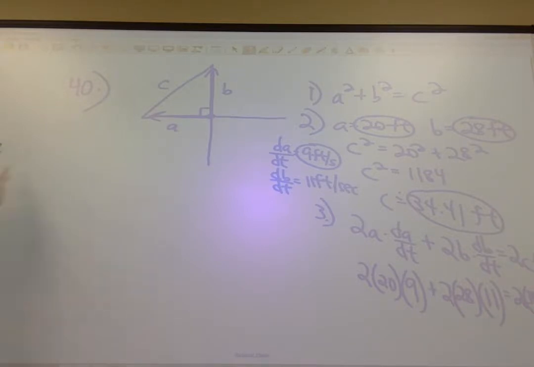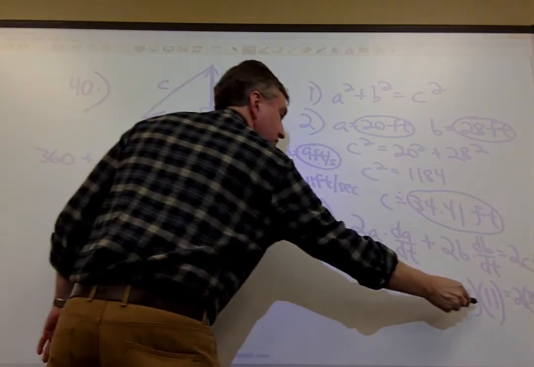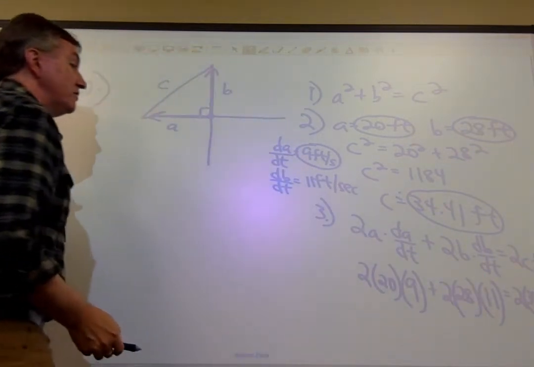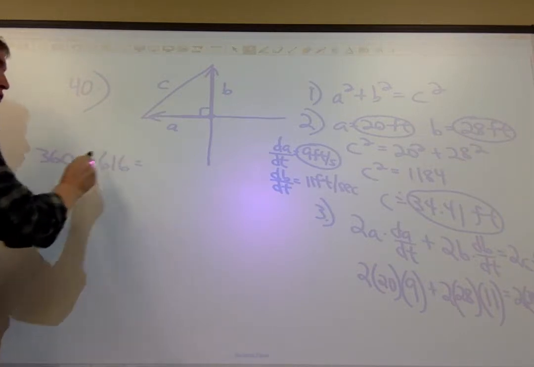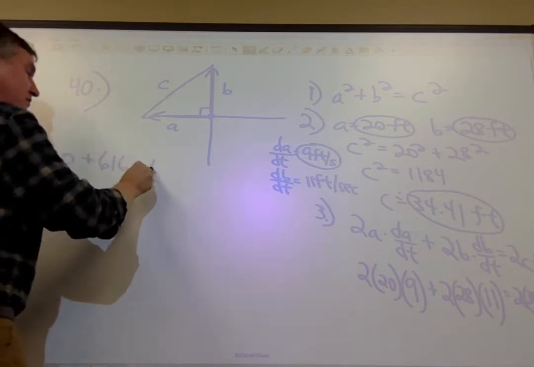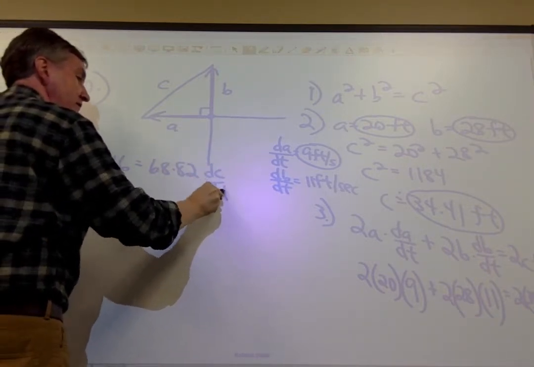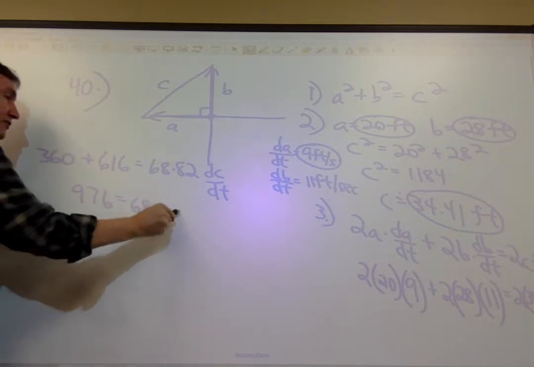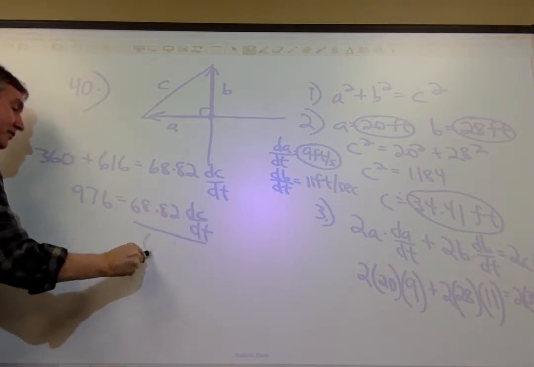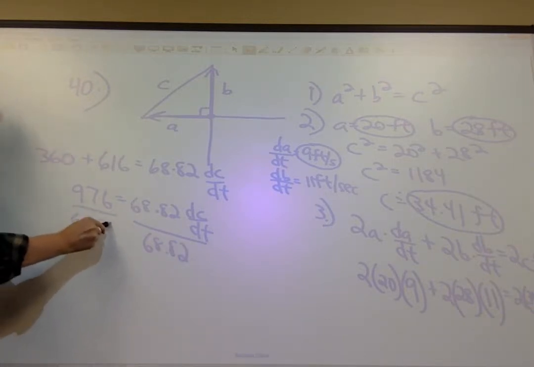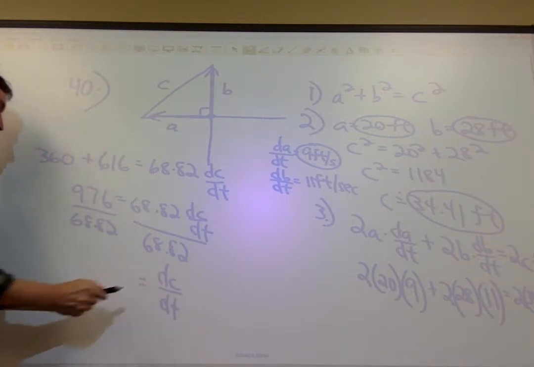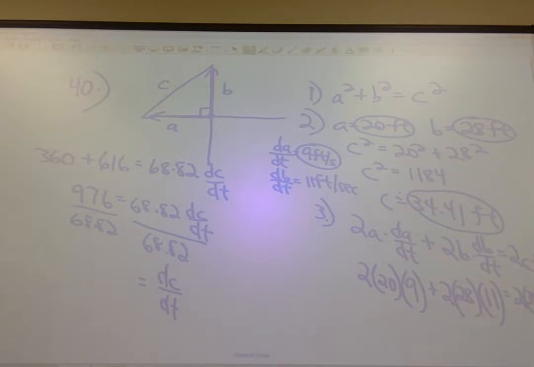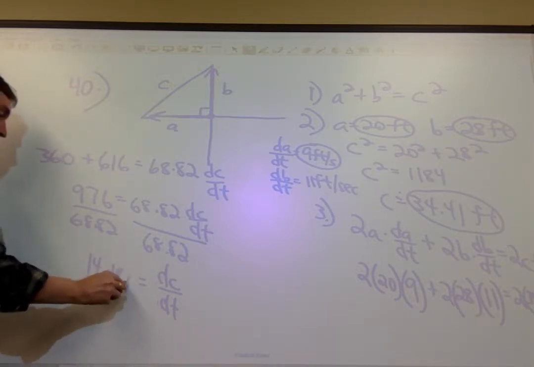Well, it looks like 40 times 9 will be 360, right? What is 22 times 28? Well, yeah, 56 times 11 is what? 616 equals 68.82, is that right? dC dt. I bet you know what to do now. That's going to be 68.82 dC dt? Divide. So dC dt is, drum roll, what? 11 feet per second.